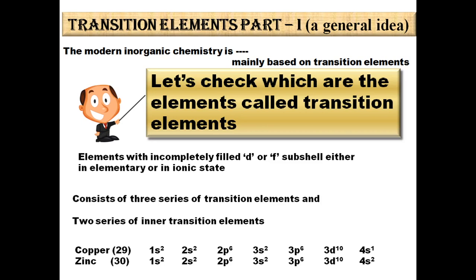So in the elementary state both have a 3d10 system, and here the d is not incompletely filled. So in the elementary state these two cannot be called transition metals, but in the ionic state we have two types of ions for copper, copper 1 and copper 2. Copper 1 is again a 3d10 system, but copper 2 is a 3d9 system. So the definition is satisfied for copper. But for zinc we have only Zn2+, and still that is a 3d10 system, so zinc cannot be called a transition metal.